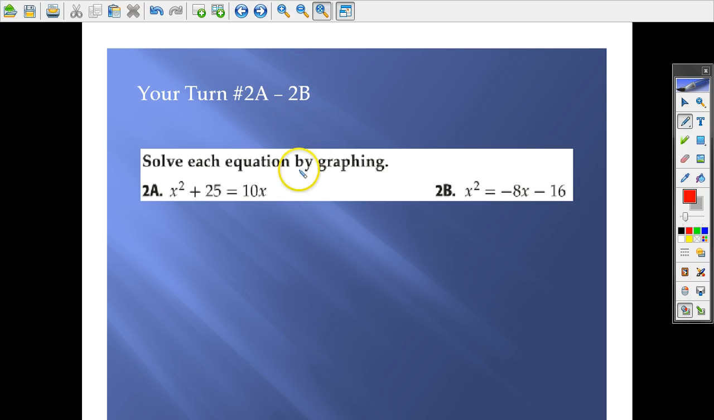So go ahead and do 2a and 2b. Remember, for graphing, it has to equal 0, so move this around to make it equal 0. Once you do that, find the axis of symmetry. Once you find your axis of symmetry, put it in your equation and find a vertex. Once you find your vertex, you also need to use your y-intercept. Then connect those points, make it a smooth curve, and then find what your x's are. So go ahead and pause the video and do 2a, 2b.